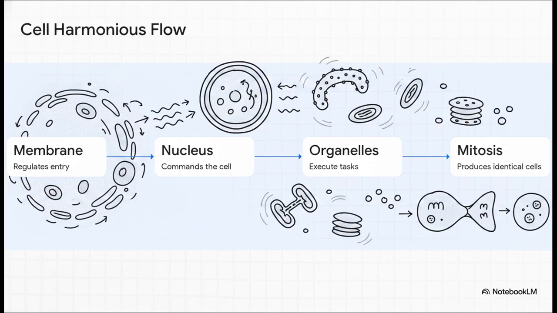Taking those instructions, the independent contractors and all the other organelles execute their specialized tasks out in the cytoplasm, from manufacturing proteins to managing waste. And finally, when the time is just right, the cell divides via a vital process called mitosis to create two entirely identical daughter cells, ensuring the beautiful, continuous cycle of life.